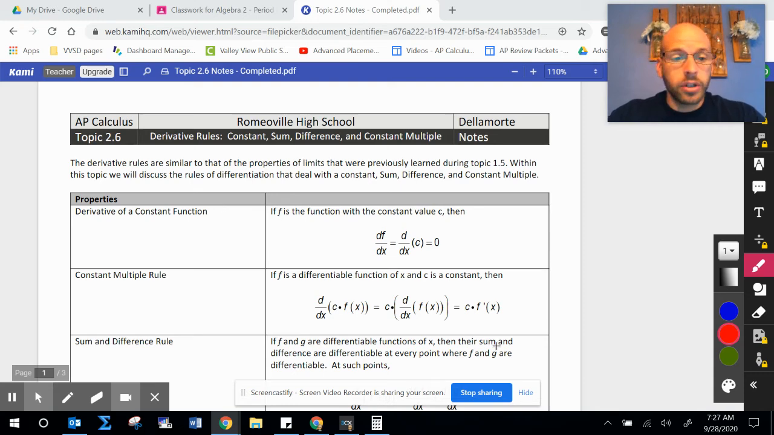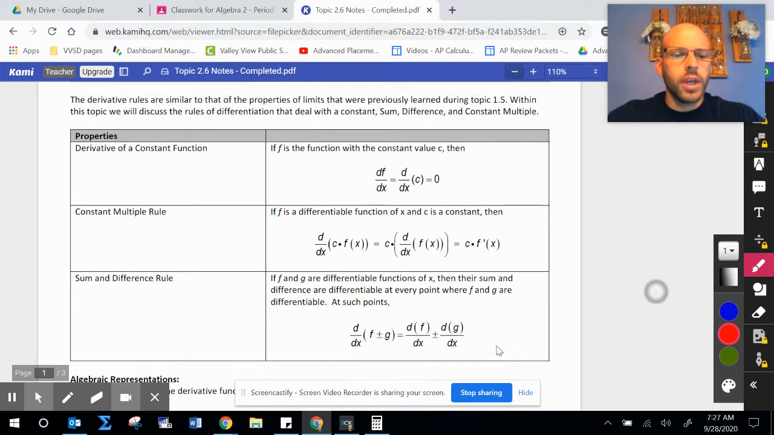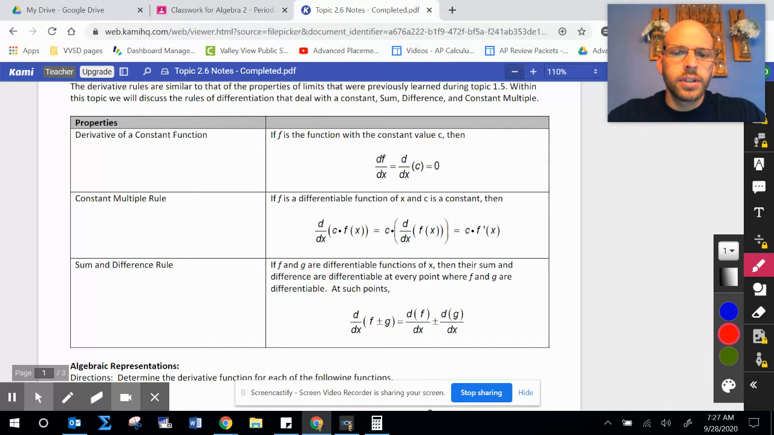Hello. Today we're going to talk about topic 2.6, which is certain algebraic rules for derivatives. We're going to touch on constants, sums, differences, and constant multiples. And then we're going to apply that to some of the topics that we've discussed in some of the previous notes. So we have three properties here of derivatives.